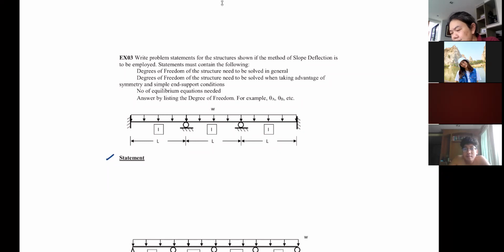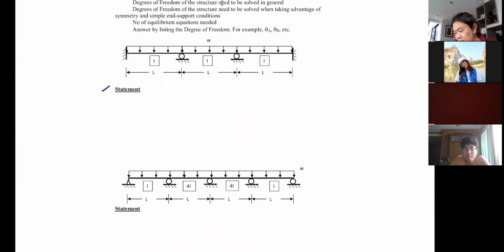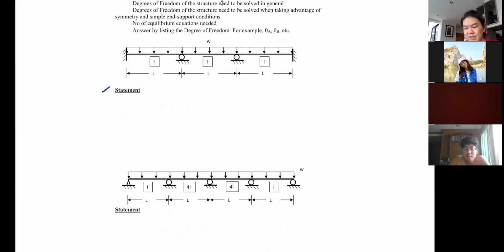So how many degrees of freedom does this beam have? Remember the last time? It was only last week. How many degrees of freedom? I'll give you 30 seconds, okay? Or 1 minute. Waiting, okay? Try to figure it out yourself. Both beams, we have 2 beams. How many degrees of freedom do you need to solve? All right, I'll give you 1 minute to think about it, okay?